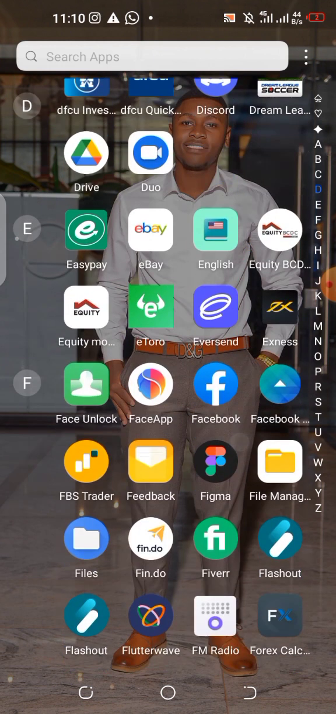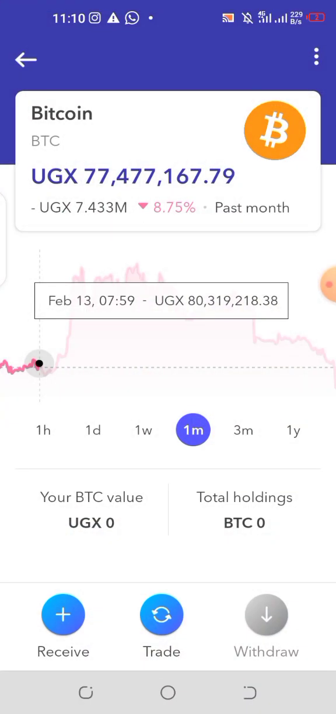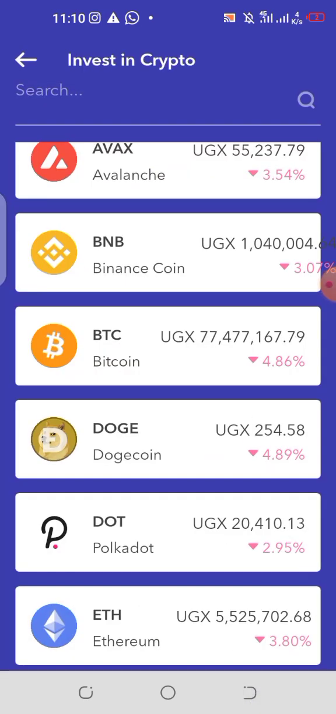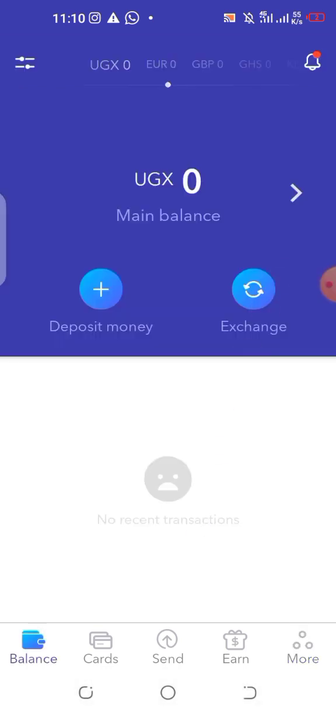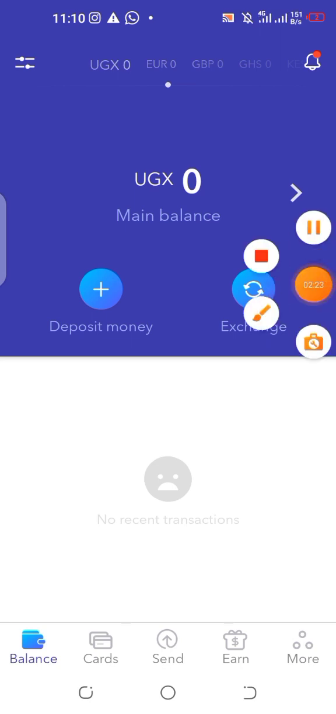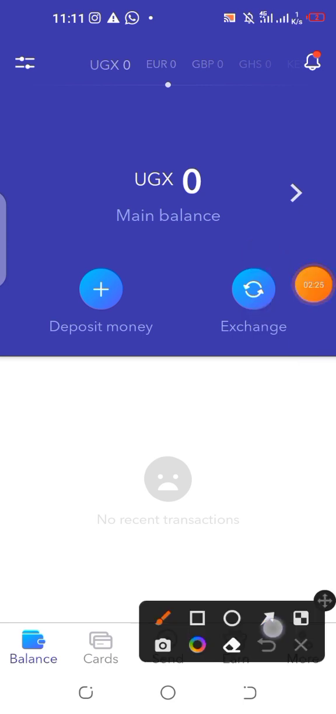Okay, so first of all, you're going to open Eversend. Mine was already open, so let me take you back. When you open Eversend, my balance is 0 right now, so it will be like this. This is the dashboard of Eversend. So what you'll be doing, you come here to this place known as More. You understand? It's always down here.